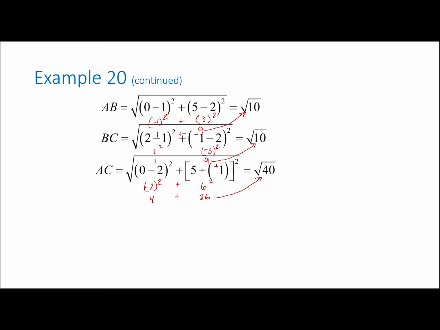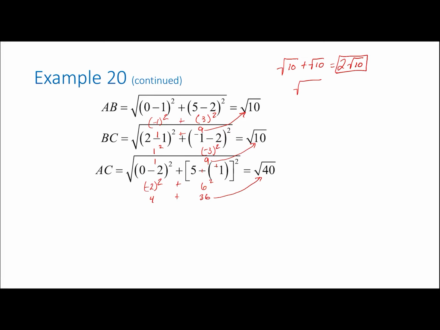Well, when you add the square root of 10 plus the square root of 10, you get 2 square roots of 10. When you add radicals, you add just like you do if it were an x. If that were x plus x, you would say, oh, that's 2x. Well, same thing with radicals when you add.